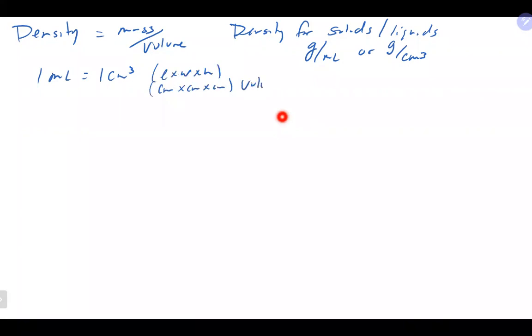That gives you a volume. So 1 unit of centimeter by itself is a unit of length. But if you have length cubed, that is a volume that you're looking at.